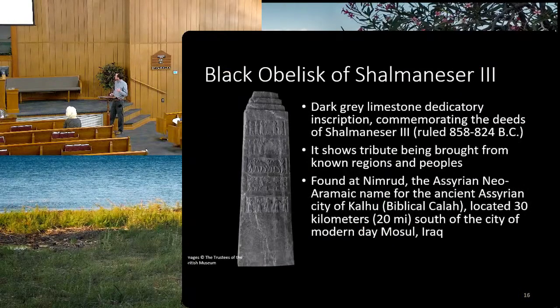So just want to make a brief reference to this object. This is the black obelisk of Shalmaneser III. You'll read about this in some of Bob's other books as well. This is a very good anchor and timeline point. It's a dedication inscription commemorating the deeds of Shalmaneser III, obviously, and it tells a little bit about where it was found, close to modern-day Mosul, Iraq. What's significant about this is the second panel.